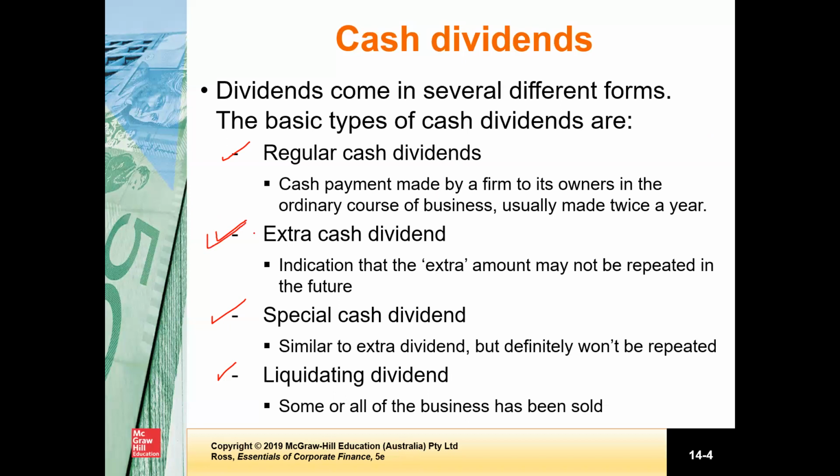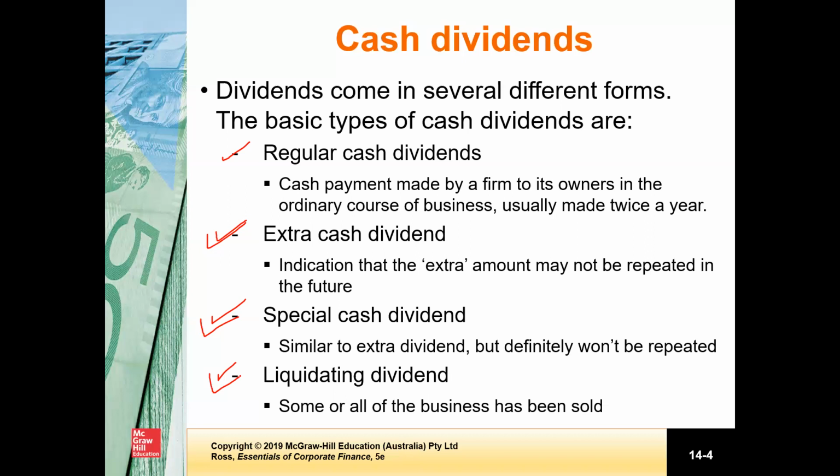Sometimes a firm will pay a regular cash dividend and an extra cash dividend. By calling part of the payment extra, management is indicating that the extra part may or may not be repeated in future. A special dividend is similar, but the name usually indicates that this dividend is viewed as a truly unusual or one-time event, and it will not be repeated. And finally, the liquidating dividend usually means that some or all of the business has been liquidated or sold off.